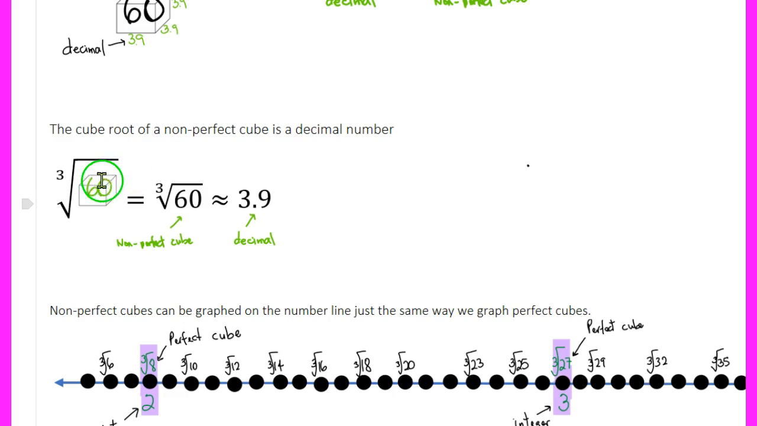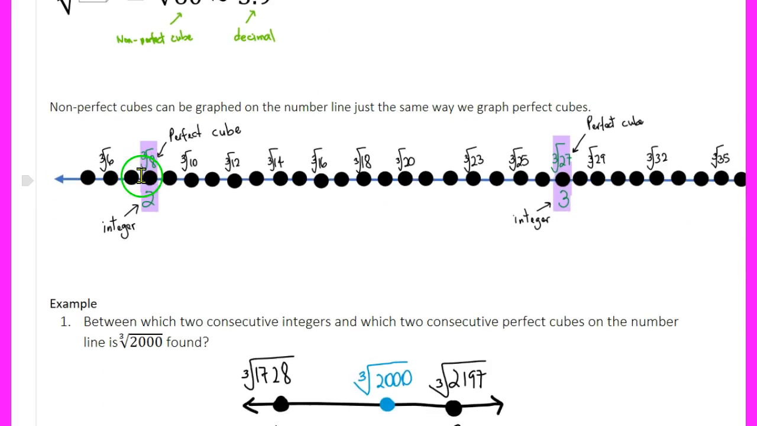This means that if the volume of the shape is a non-perfect cube, then the length of the side will be a decimal number. Okay, so it's going to be close to a decimal. Non-perfect cube 60, the cube root of 60 is approximately 3.9. Now let's go to our number line.